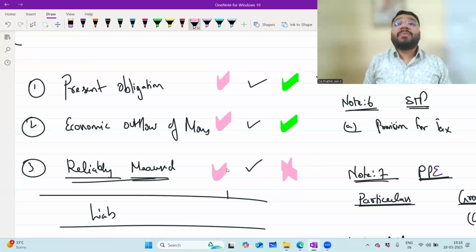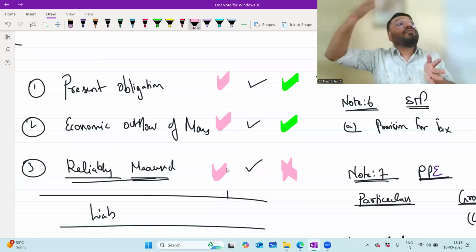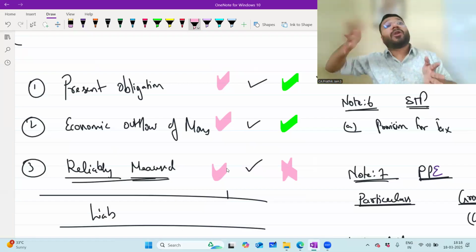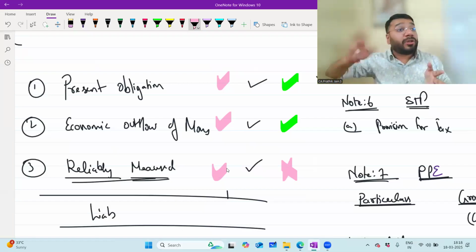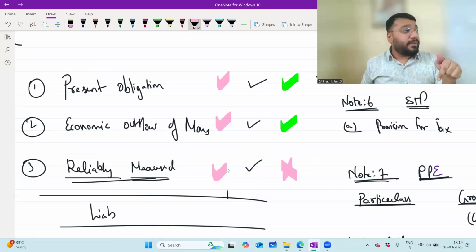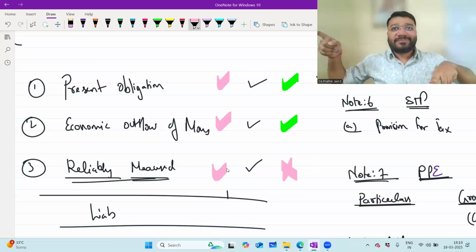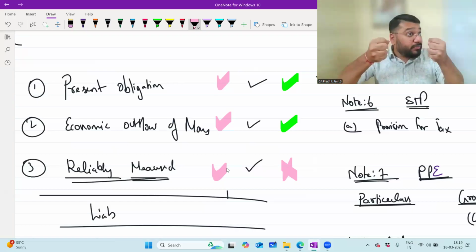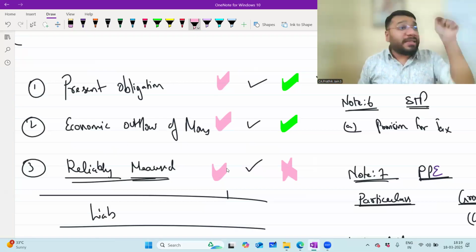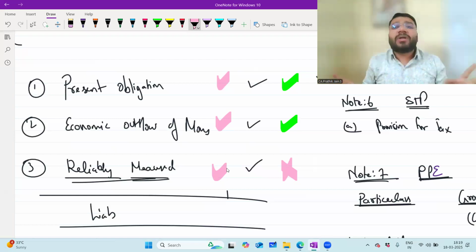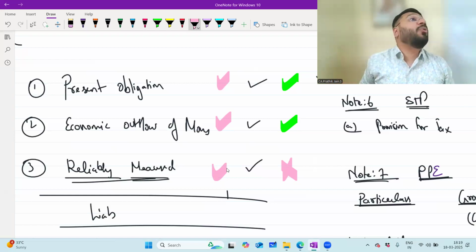So what is a contingent liability? A contingent liability is a future possible liability. It may come as a liability, it may not come as a liability. How do you know? It is dependent on a future event. So if a liability happening or not happening is dependent on a future event, which is not under your control, then that liability is called a contingent liability. And a contingent liability, you 100% have to disclose in the notes to accounts.